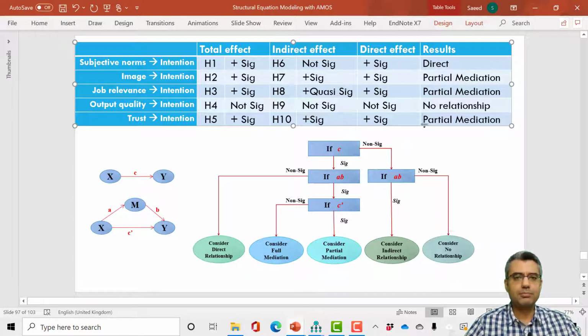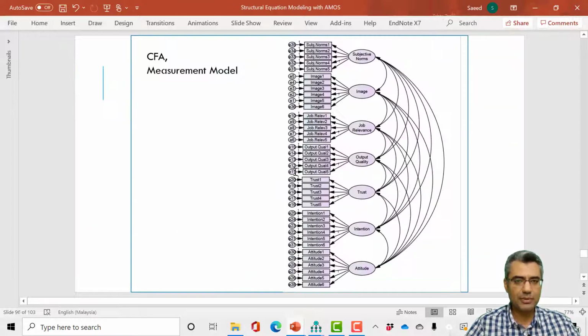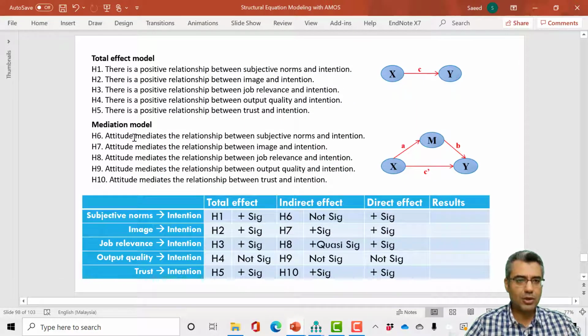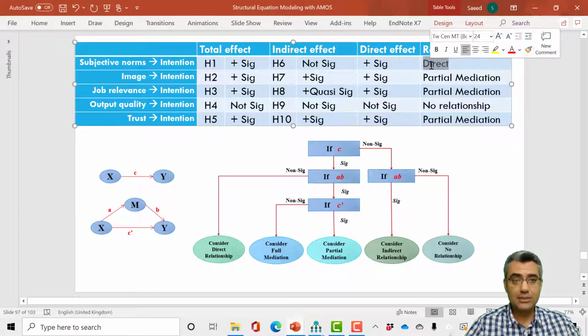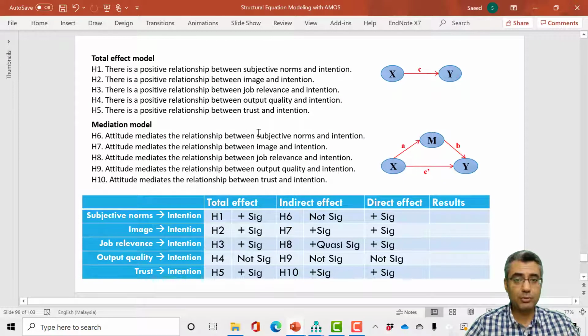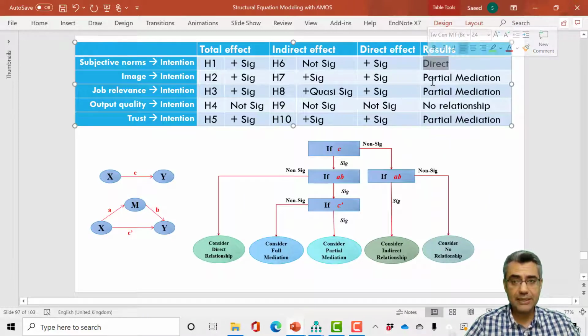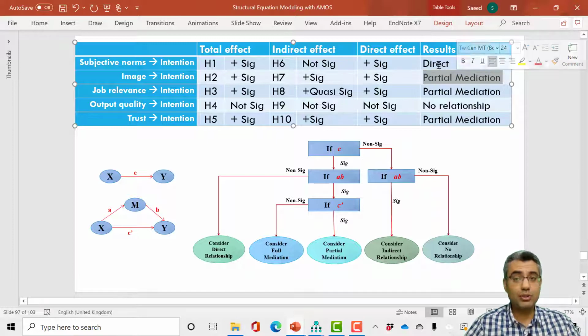So yeah, that's all. We have already tested the hypotheses. H1, H2, H3, and H5 are supported. And for the mediation, the first one is not supported. You remember, this hypothesis was on the mediating role of attitude between subjective norms and intention. It is not significant, which means the hypothesis is not supported.